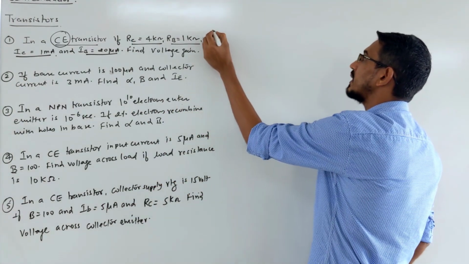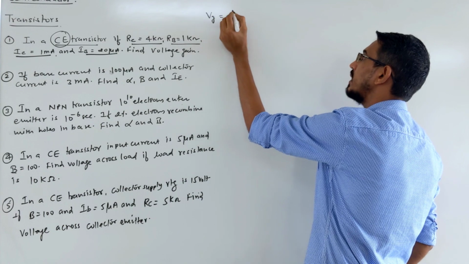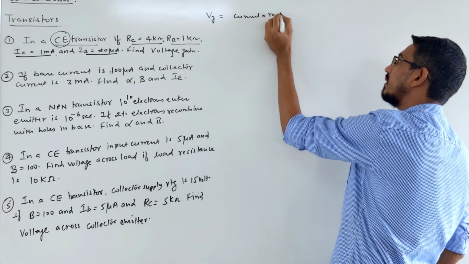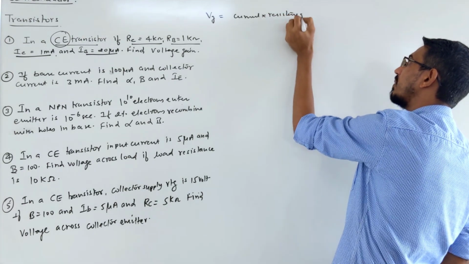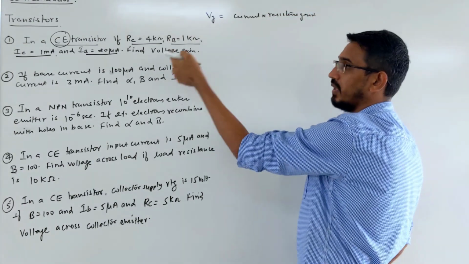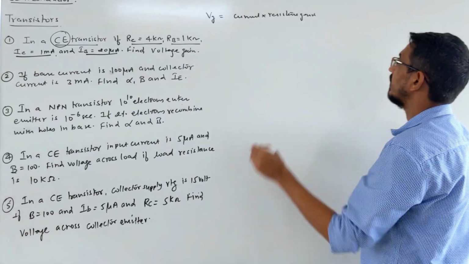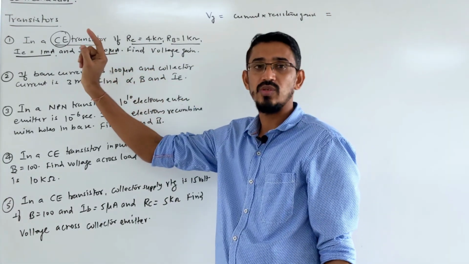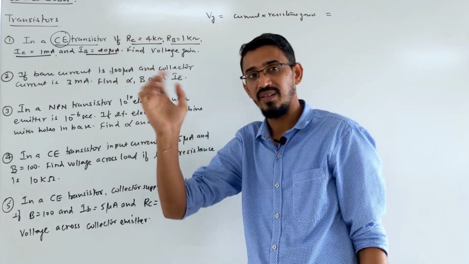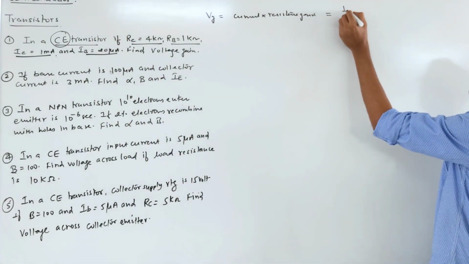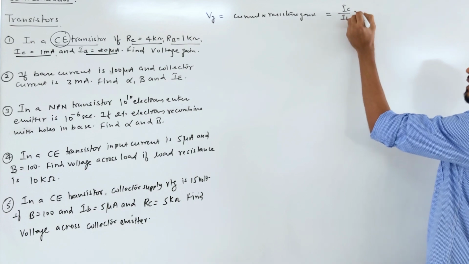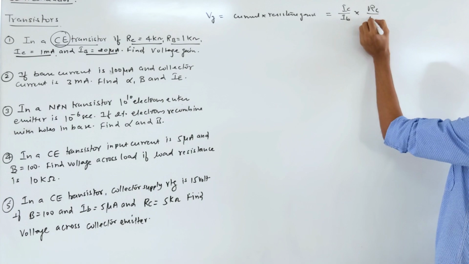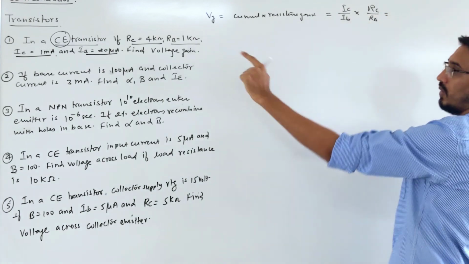So voltage gain, what can you write? Voltage gain is current gain into resistance gain. Why am I writing this? Because I can find both of them. Current gain in common emitter mode is IC by IB, that is called beta. Resistance gain means output by input, RC by RB. All are given to us.